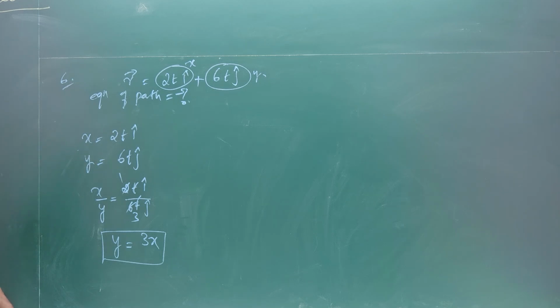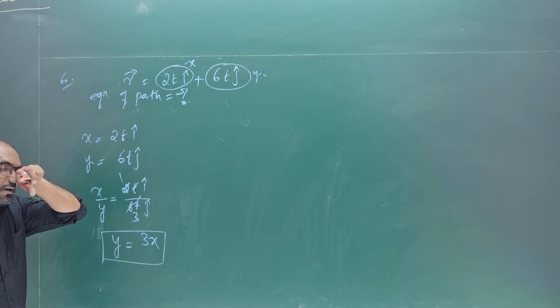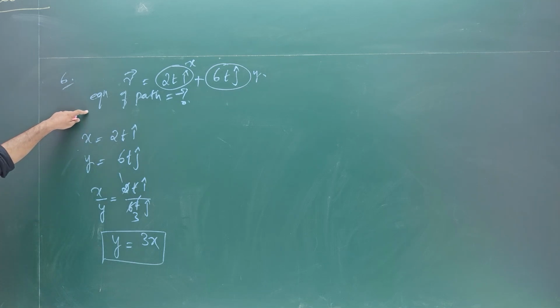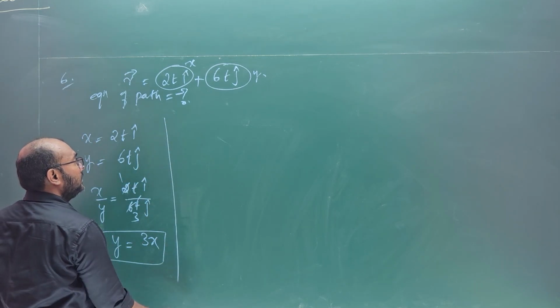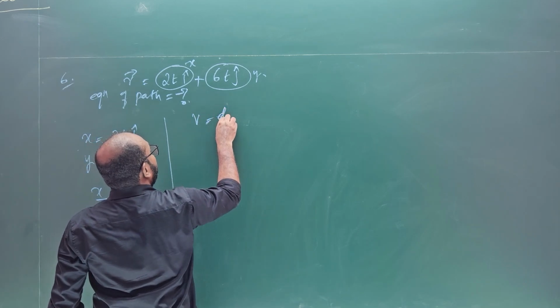Yes, that's all. Okay. I already explained these things. Now, equation of path, how to find this equation of path? Okay, now they can ask you velocity also. What is velocity? Same thing. So velocity is nothing but, can I write dr upon dt?